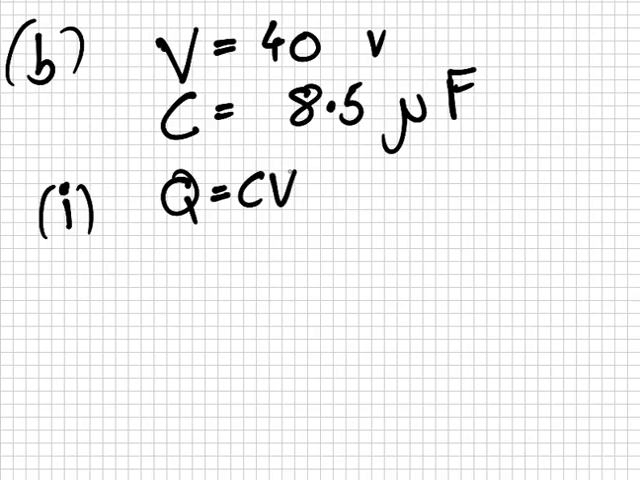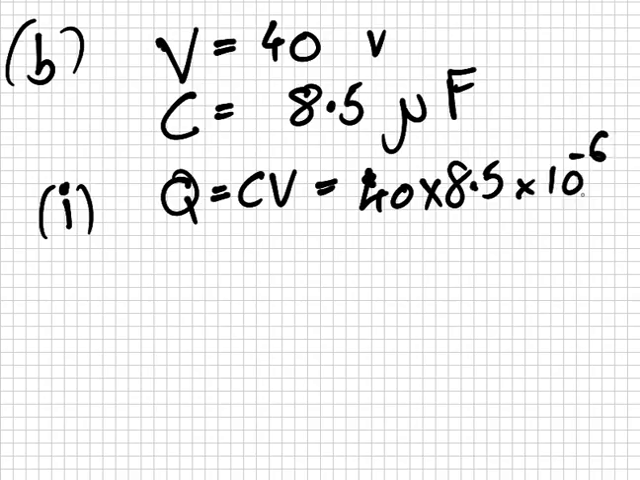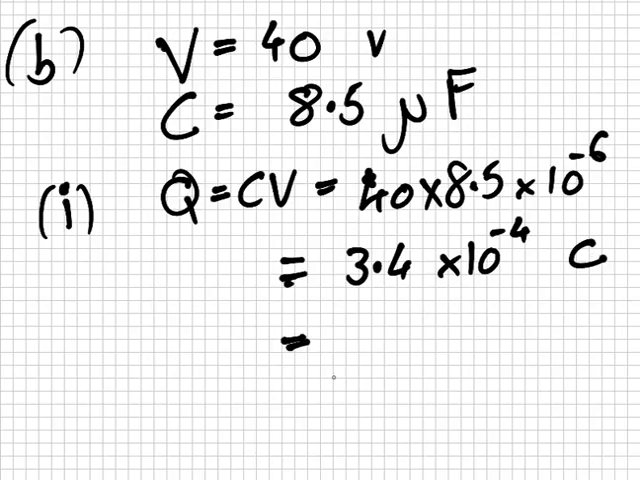So what's the formula? Q equals CV. You know how to multiply? Of course you do. So multiply these two. 40 times 8.5 times 10 to the minus 6. Now, if you don't do this, then your answer is in micro. So anyways, what do you get here? 3.4 by 10 to the minus 4 coulombs. You can leave the answer like that, okay? Or if you want, you can change it into micros and millis, but don't bother, just leave it like that. Okay, what do they want next?